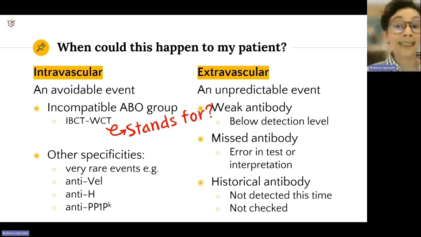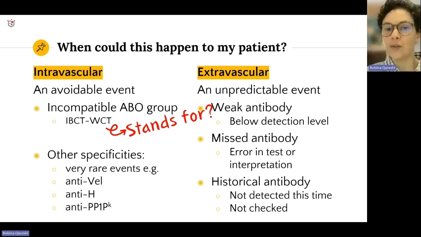So there are other specificities that can do this, but they're incredibly rare, when we've got really odd antibodies. So anti-Vel, anti-H, so not to be confused with anti-HI, this is anti-H, and anti-PP1Pk, which used to be known as anti-Tja if you've got older textbooks. So yeah, that's great. Okay, so extravascular is much more unpredictable.